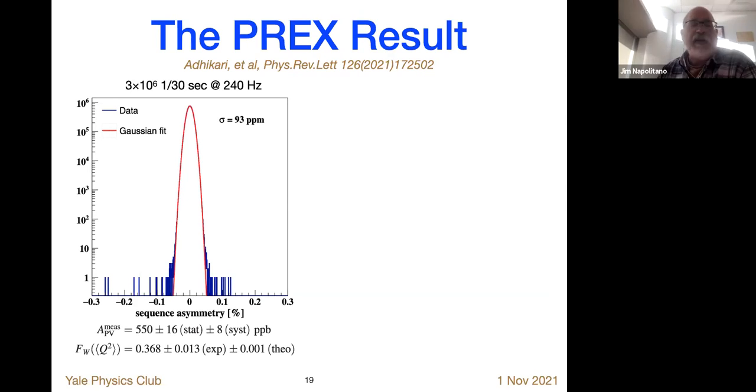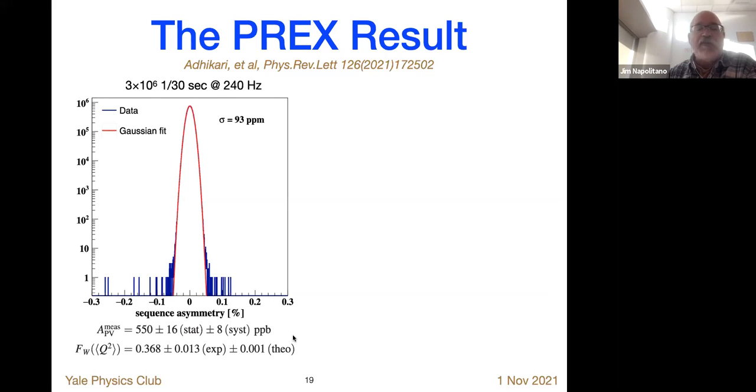There's the reference. This is the badge of honor for parity violation experiments. How nice and Gaussian, perfectly distributed is your series of asymmetries. This is 3 million asymmetries from sequences at 240 hertz, taken every 1/30th of a second. And after a lot of work correcting for all the beam motion and all the beam current and charge, a number of different corrections, we get a parity violating asymmetry measurement that's in fact quite good, about 3%.